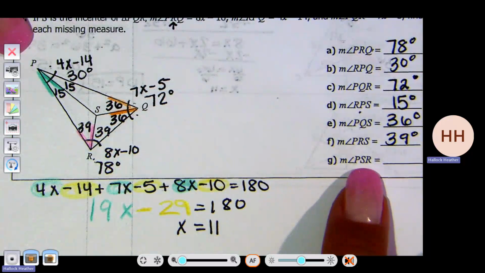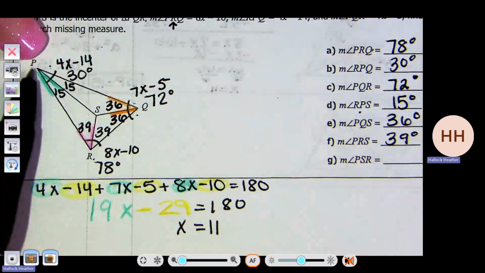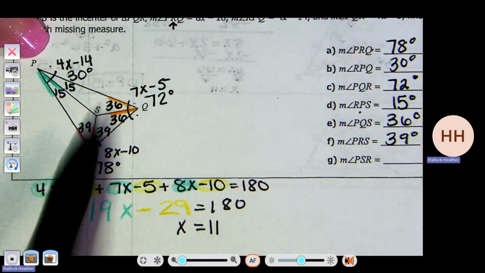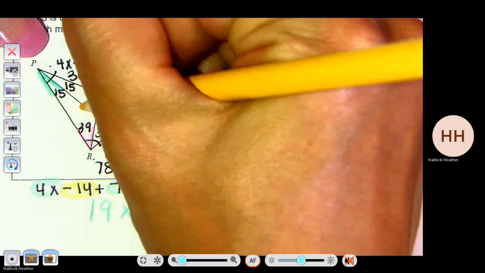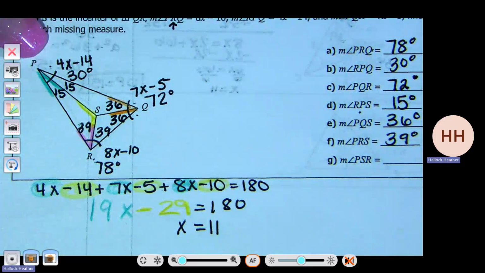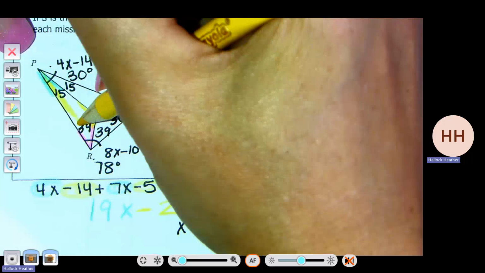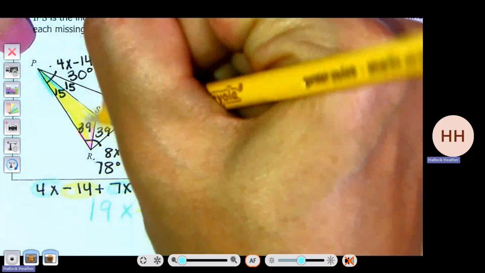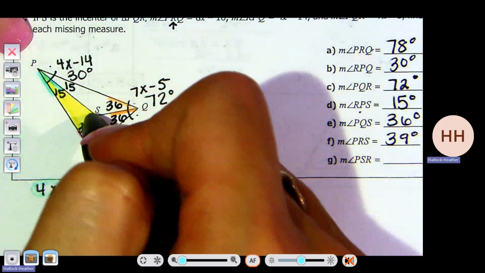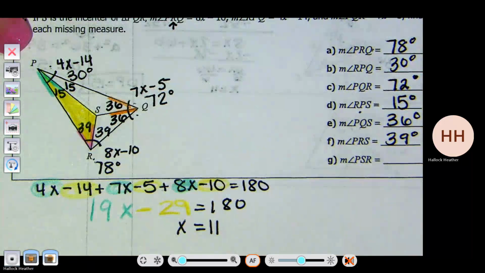So now we need PSR. If I start at P, I go to S and I end at R, I'm talking about this right here. Does anybody know how I could find that angle right there? Yes, because even though this whole thing is a big triangle, you also have this cute little tiny one right here. So this whole triangle right here needs to also make 180. So to find S, you're going to add them and subtract it from 180. So what is that angle right there?